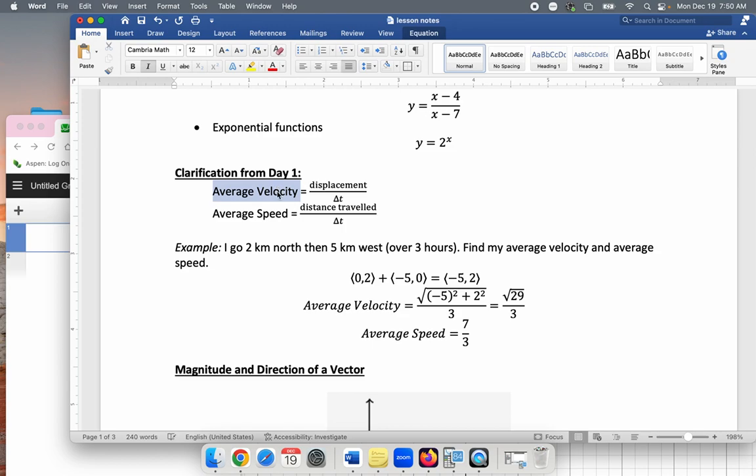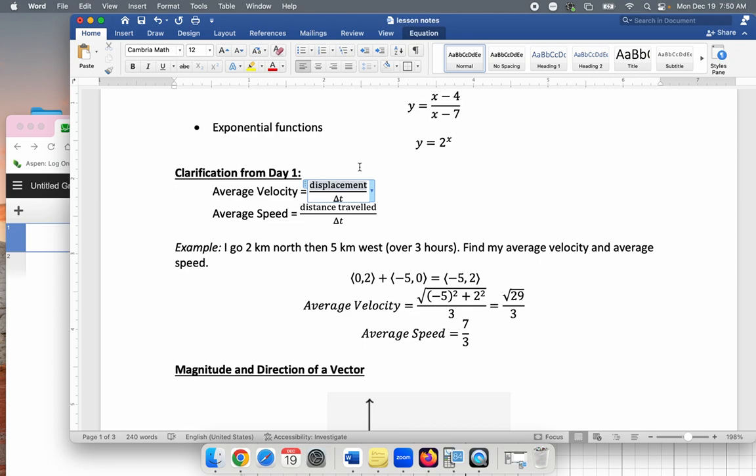Really, the difference between these two ideas is that average velocity doesn't care about the path that you took. You could zigzag all around, and average velocity is basically just going to say, okay, what was your net displacement? What was your total change in position?